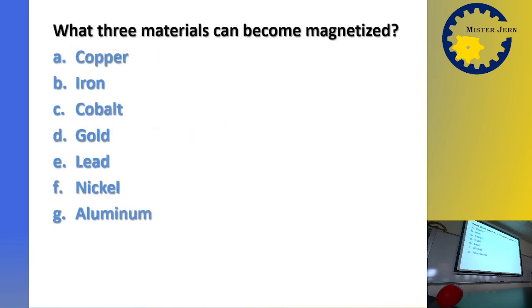All right, here's one that is easy to overthink. Which three can be magnetized? Can copper be magnetized? No. Can iron be magnetized? Yes. Cobalt? Yes. That's that weird one. Gold? No. Lead? No. Nickel? Yes. That's the other one. And then aluminum? No. Okay.